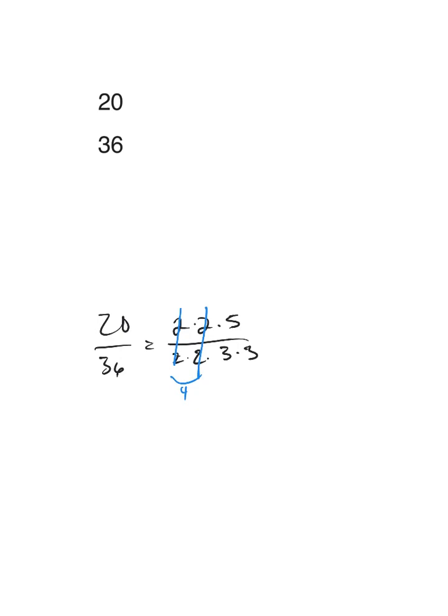But when I reduce this, I take the 4's out because 2 divided by 2 is 1, and 2 divided by 2 is 1. What I'm left with is 5/9. That fraction just reduced to 5/9. That's how I use greatest common factor.